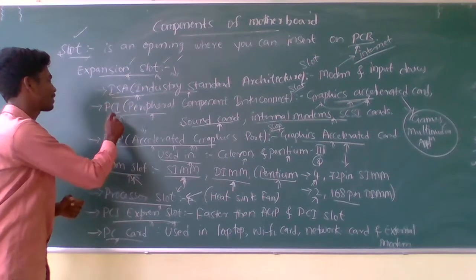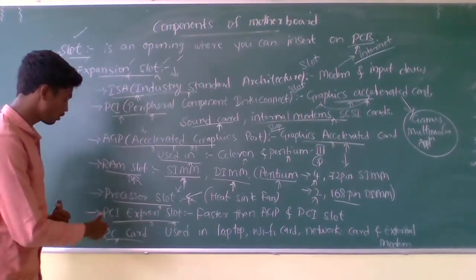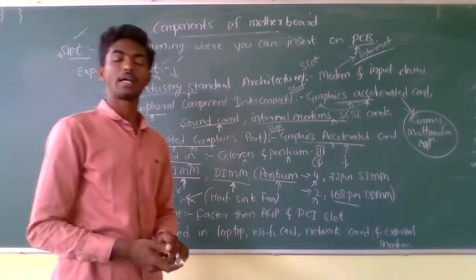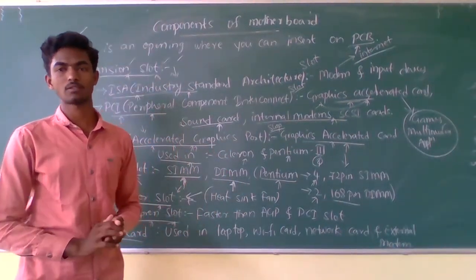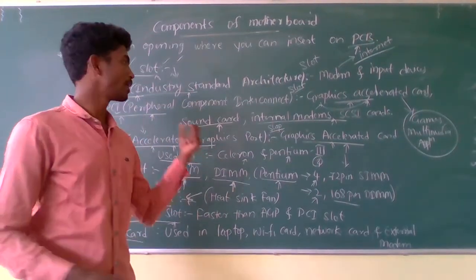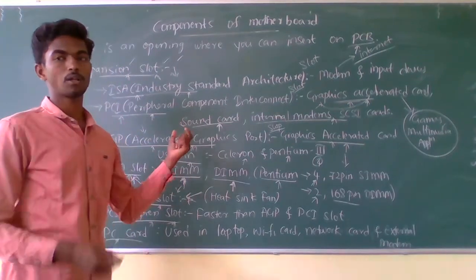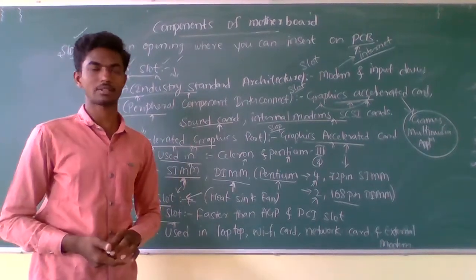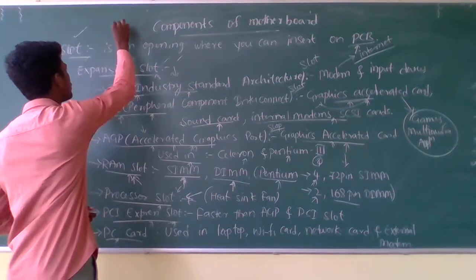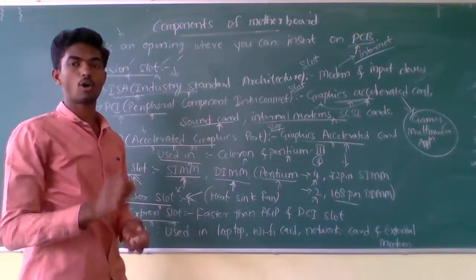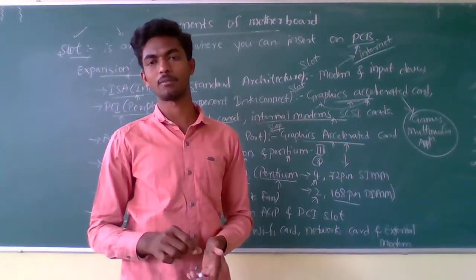One is the ISA, PCI, AGP, RAM slot, processor slot, PCI Express slot and the PC card. These are all the types of expansion slots, and by this class we learned the different types of slots and the usage of different slots. According to your textbook, these are all the slots used in the older computer systems.